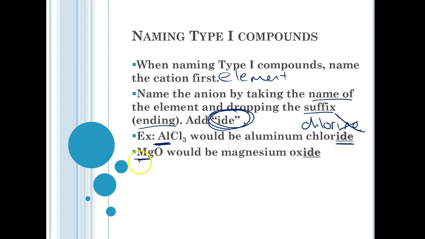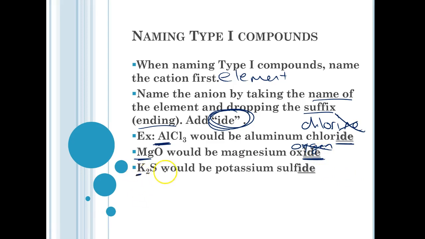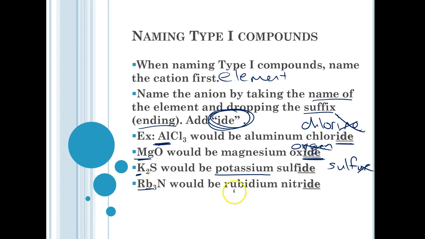Or MgO is magnesium, oxygen. Oh, I forgot the O. That's what's missing. Drop the ending and add IDE. Okay, so magnesium oxide. That's where we get these names. They always end in IDE. K is potassium, full name. Instead of sulfur, drop the ending, add IDE, sulfide. Rb is rubidium. N is nitrogen. Drop the ending and add IDE.